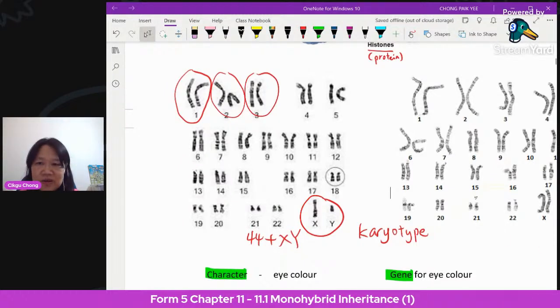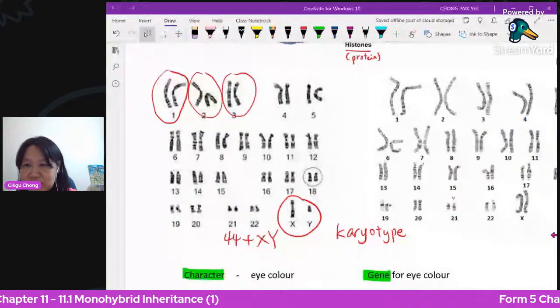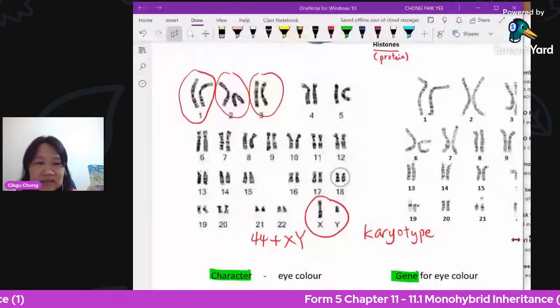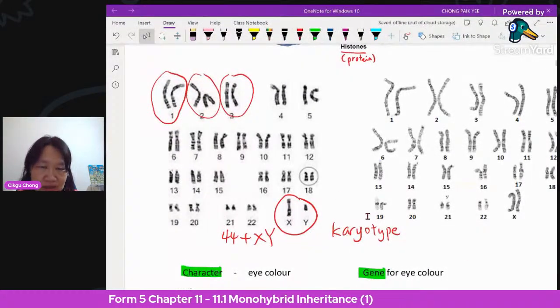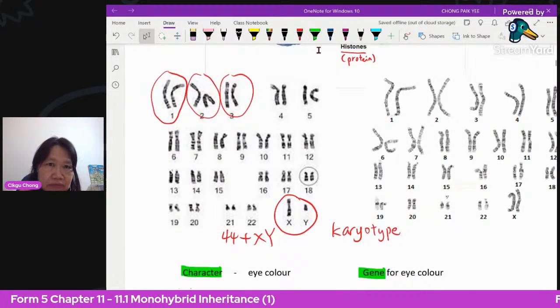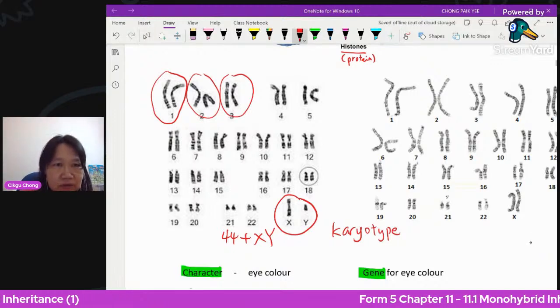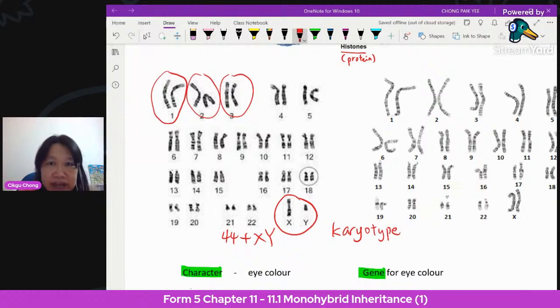Do you know? 44 plus XY. I'm sure some of you will know. I just want some interaction from you. 44 plus XY is what kind of human? Is it normal? Is it abnormal? Everything looks okay, right? It's got 44 chromosomes. Everything's in pairs. Pair 1, pair 2, 3, 4, 5, 6. No problem. No extras, isn't it?